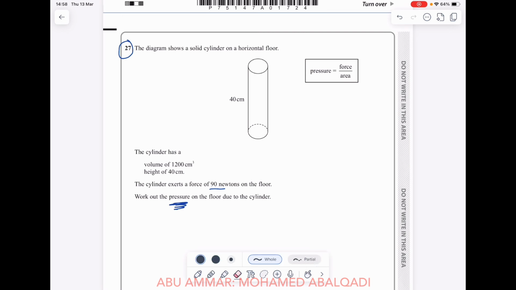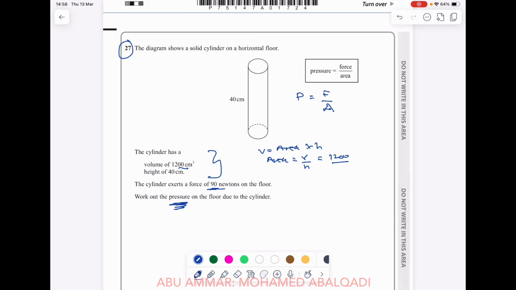We have been given the formula for working out the pressure, which is force over area. As you can see, we have the force of 90 newtons, but we do not have the area. But from the information that we've been given, we can work out the area of the cylinder. Volume will be area times height, and area will be volume divided by height. In this case, it will be 1,200 cubic centimeters divided by 40 centimeters, and this will give you 30 square centimeters. So the area we have is 30 square centimeters.